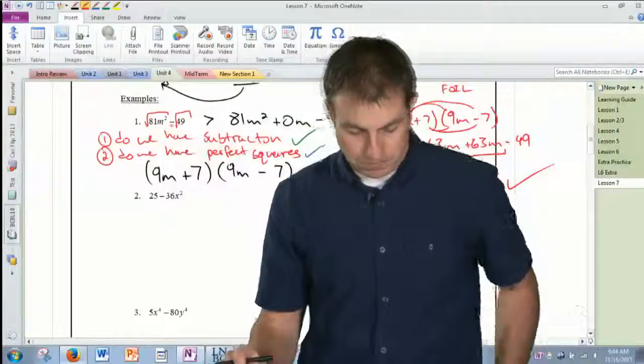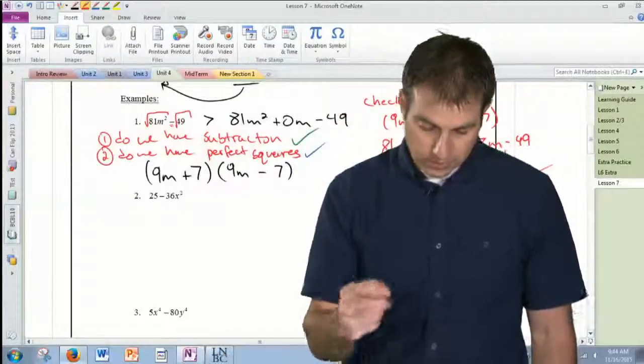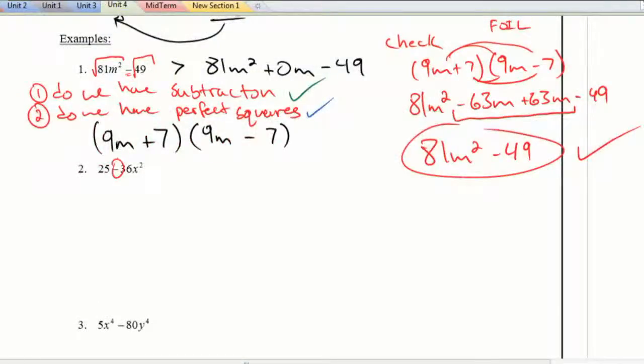So let's do the next one. Do I have a difference? Negative sign in the middle. Yes. Check. Do I have perfect squares? Is 25 a perfect square? Yes. Is 36 a perfect square? Yes. Is x squared a perfect square? Yes.